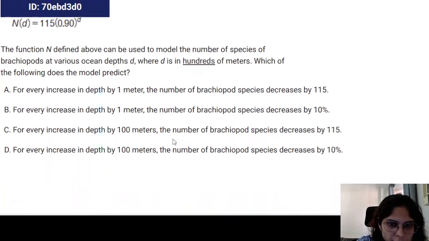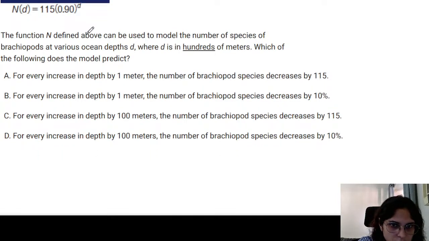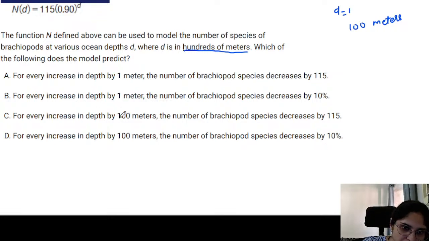Okay, 115 times 0.90 to the d. Okay. The function defined can be used to model the number of species. Which of the following does the model predict? So they are saying they decrease by, so you have to identify how much they are decreasing by, and d is in hundreds of meters. So that means when d is equal to 1, that means it is talking about 100 meters. So your depth is increasing by 100 meters. So this option is also gone.